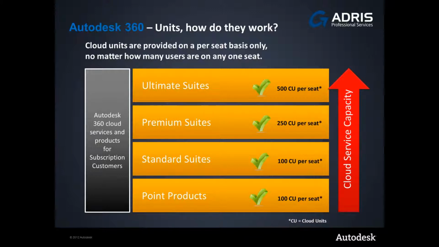As you can see on this slide, the Ultimate Suite would have 500 units, the Premium Suite at 250, Standard Suites at 100, and point products such as AutoCAD, again at 100 cloud units per seat. Autodesk are currently in the process of allowing you to buy additional units when you reach your limit. However, for the time being, until this is available, if you do reach your limit, they will just allow you to carry on, which is great news and only encourages the use of this new technology.